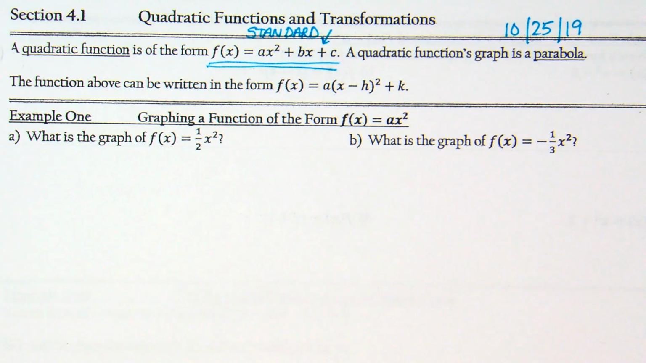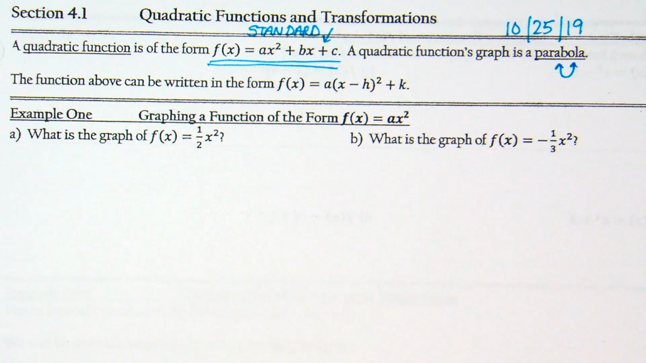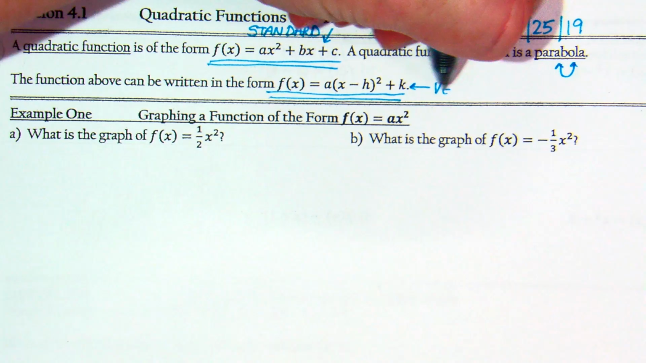A quadratic's graph is a parabola. We discussed a moment ago that that is your U shape. The function above can be written in the form f of x equals a times x minus h squared plus k. I don't know that you use this form a whole lot in Algebra 1. We'll definitely be looking at it some in this chapter, though. And this is called vertex form. It's actually a really handy form to use once you learn a little bit about it.